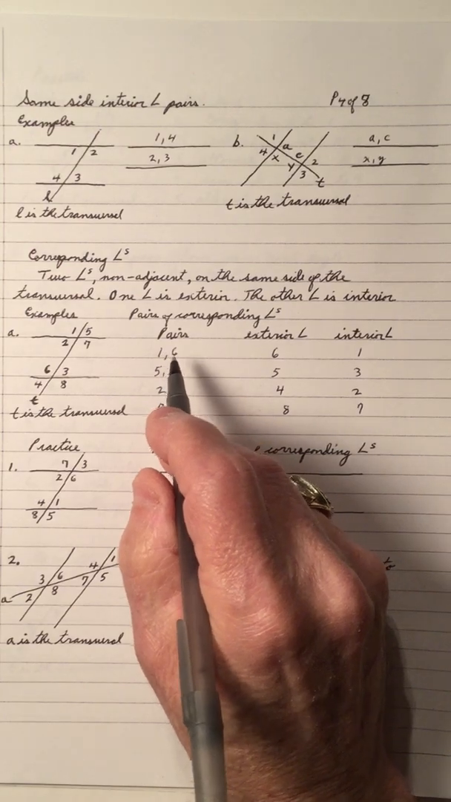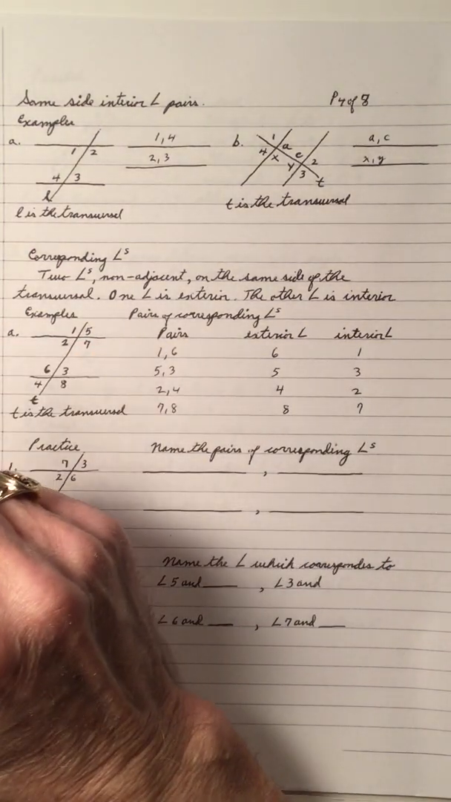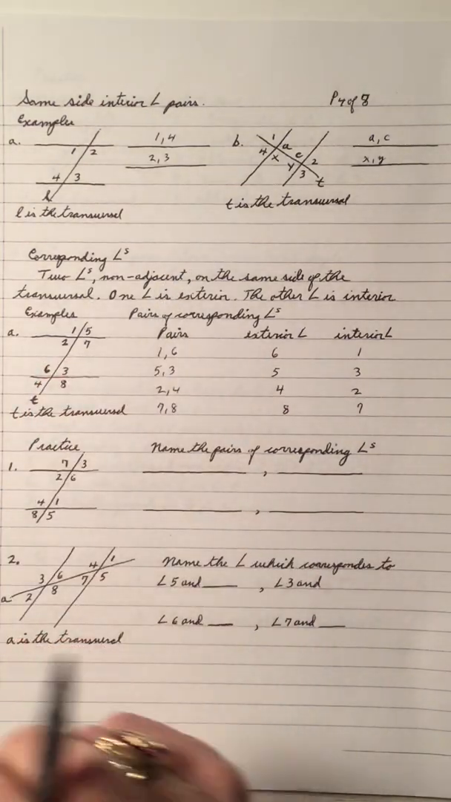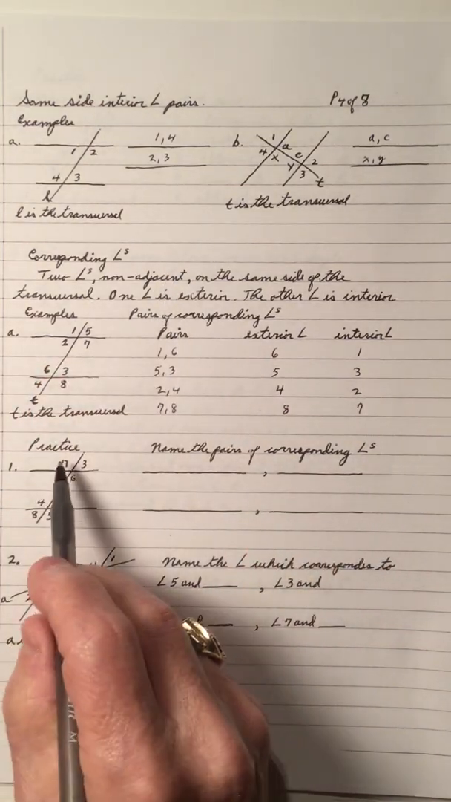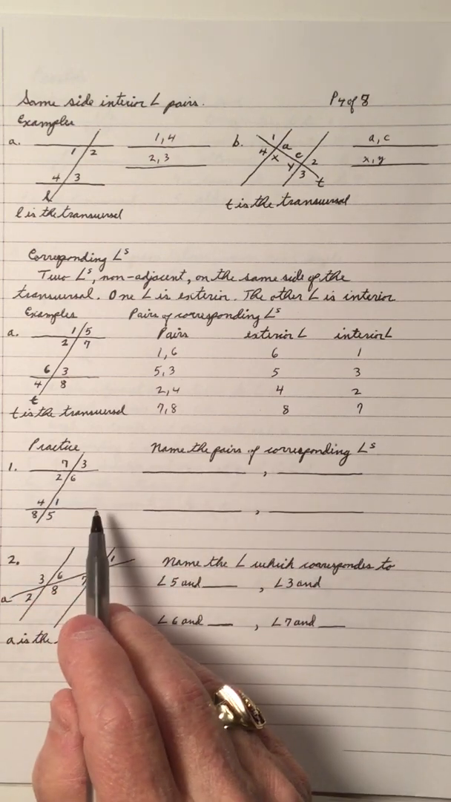So corresponding angles are on the same side of the transversal. They're not alternate across. Same side, but one is interior, one is exterior. Practice. Pause the video and see if you can fill these in correctly.